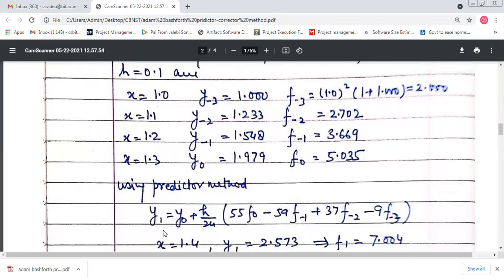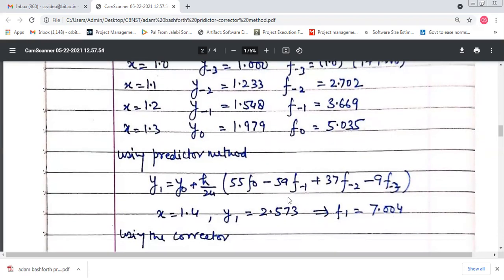We can apply the predictor formula, that is y1 = y0 + (h/24)(55 f0 minus 59 f minus 1 + 37 f minus 2 minus 9 f minus 3), and putting in all these values, considering x equal to 1.4. Whatever value we get for y1, that is the predictor value, which will be considered with x equal to 1.4. This will be x1 and this will be y1.